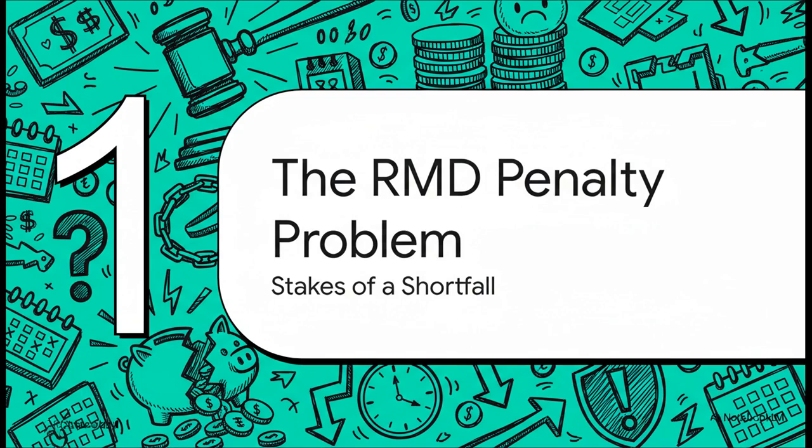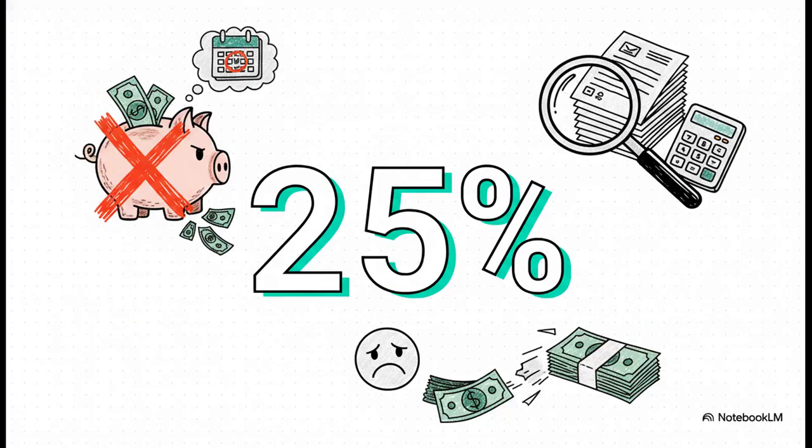Okay, let's start with the stakes. And believe me, they are high. Missing an RMD isn't like forgetting to pay a utility bill. The IRS sees this as a major issue, and the penalty they've designed, well, it definitely reflects that. The number you absolutely need to burn into your brain is 25%. That is the penalty on whatever amount you failed to withdraw. Let that sink in. If your RMD was, say, $50,000, missing it could cost you an extra $12,500. Just gone. As a penalty.